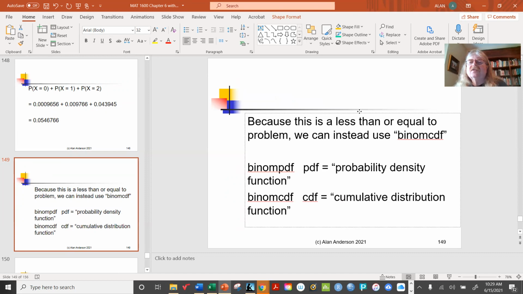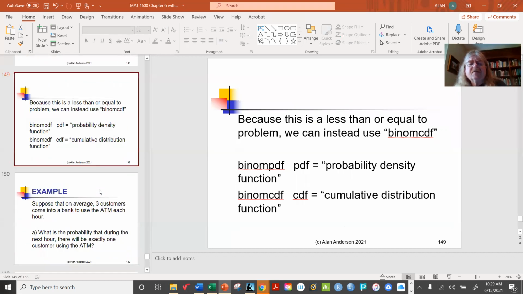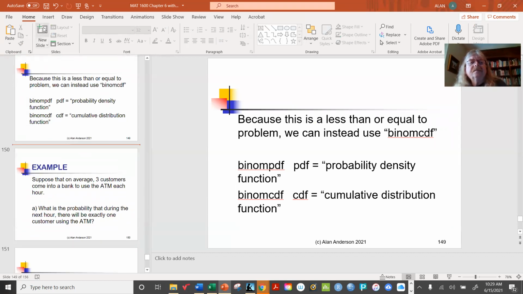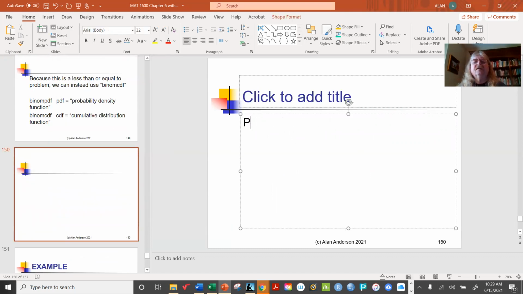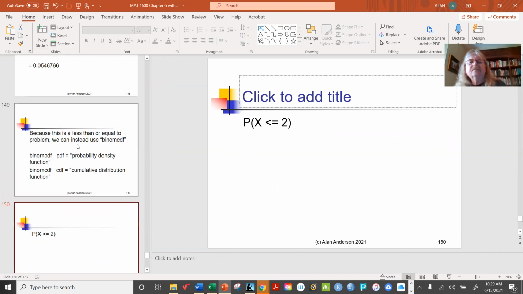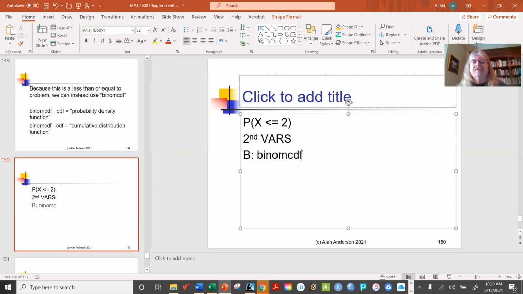And by the way, if you scroll through the list, you'll see there's several cases where there's both a PDF and a CDF. They're both available to you if you need them. But when we're dealing with discrete random variables, the majority of the time we'll be using PDF. This is an exception. So here's what we're going to do. We note that what we're actually asking for is the probability that x is less or equal to 2. So we'll go to the menu, as usual. Second vars, B, binom CDF.